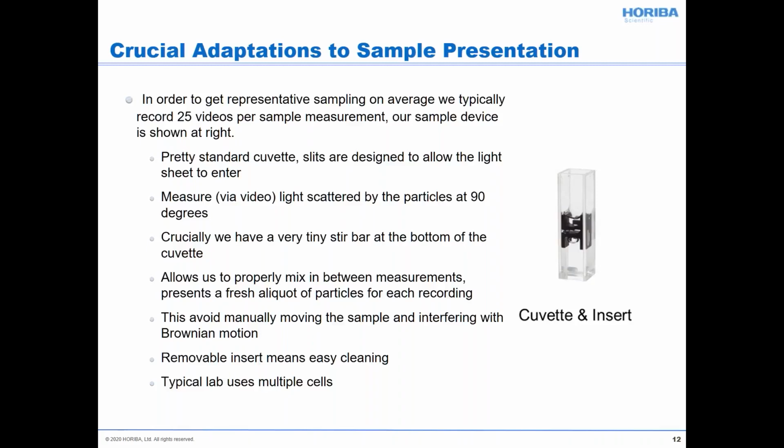So you use a standard cuvette with a black insert, and that black insert is shown about halfway up. It actually goes to the bottom of the cuvette, and with slits designed to allow the light sheet to enter. You'll measure the video for scattering at 90 degrees, and you have a little teeny stir bar that is very hard to see at the bottom of this photo, and that's what stirs the sample to bring up fresh particles. So that allows us to properly mix between measurements, fresh aliquot sizing, gives us nice statistics.